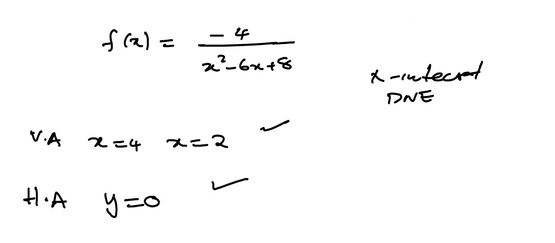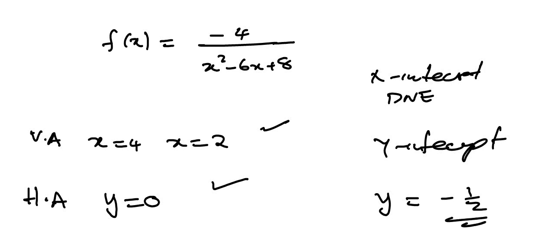We put DNE. Then the y-intercept, wherever there's x, we put a 0, so y is equal to what? Put a 0, that's going to be -1/2, because this is going to be 0, 0, -4 over 8, 4 into 4, and then 4 into 8. So this is the information that we need for us to sketch.